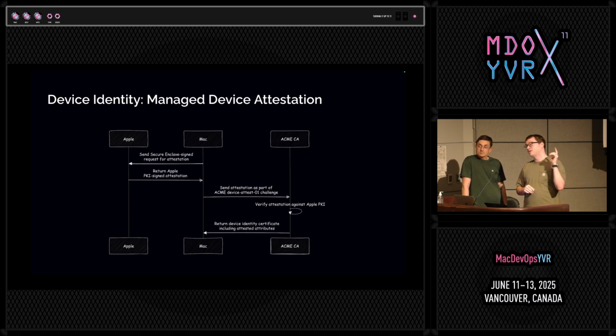The Mac then sends the attestation statement as part of its own request for a certificate to an ACME CA. The ACME CA can then verify the attestation is signed by Apple's PKI, and then decide if it wants to go further and sign the certificate. If it does, it returns the signed certificate to the device, which it can then use for its enrollment.